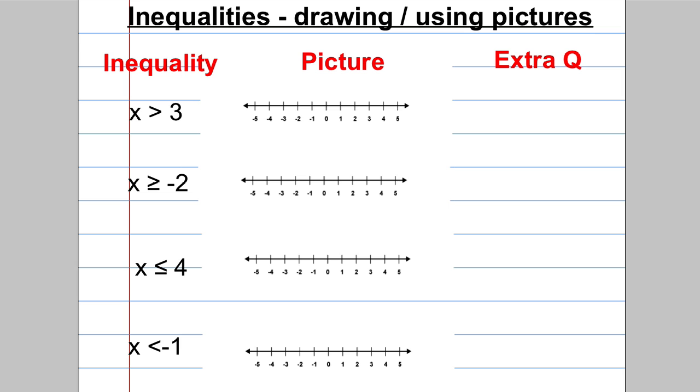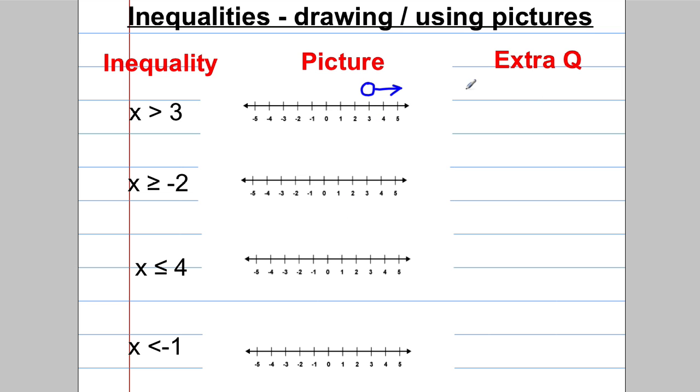So this is the way you do these questions. x is bigger than 3. You mark 3 on your number line with a circle. We want everything bigger than 3, so we draw an arrow to the right to indicate we're looking at numbers that side. We do not colour the circle in because x can't be equal to 3.